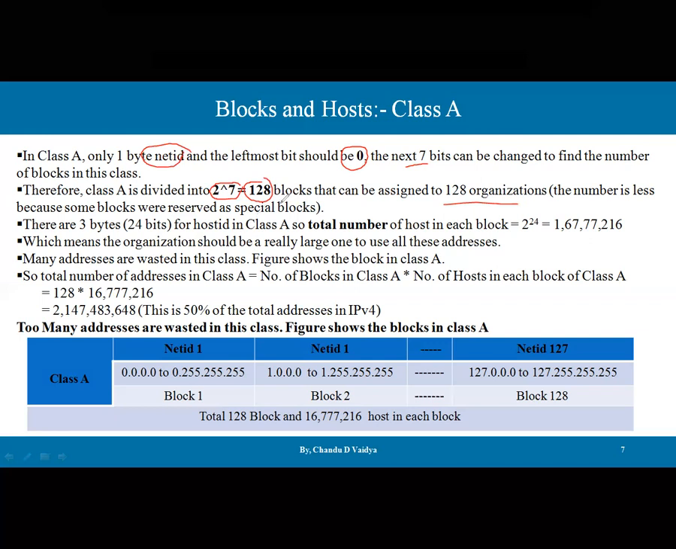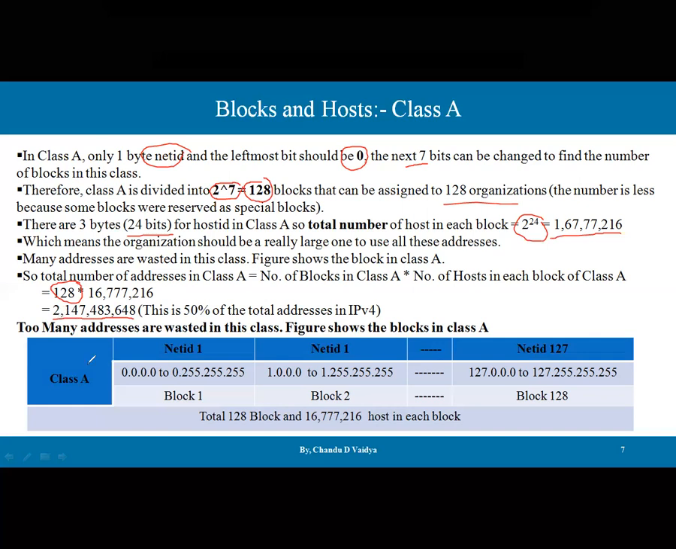Okay, which is a very small number, but it is a good number. And if you go with the remaining 3 bytes, guys, that is 24 bits. So 2 to the power 24, which is more than 1 billion values, is available. So we got 128 blocks, and each block comprises this number of addresses, more than 1 billion. Okay, so if we calculate this, we get this value as 50% share of class A, which is more than 2 billion values.